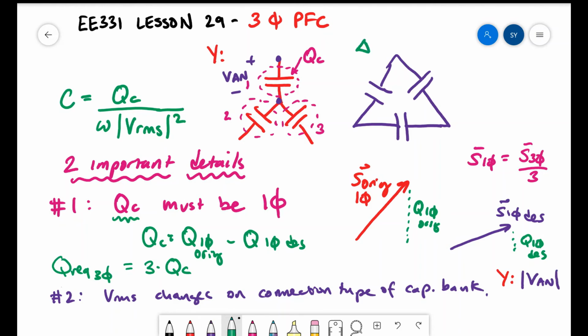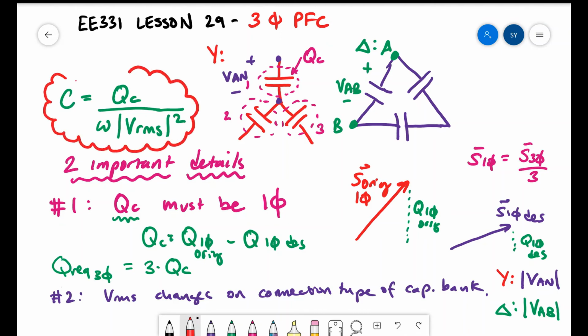In the case of delta, we need to care about, again, the voltage across one of the capacitors. And in delta, that would be VAB, or the line voltage. So in delta, we need to be using the magnitude of VAB. So that's all there is to three-phase power factor correction.